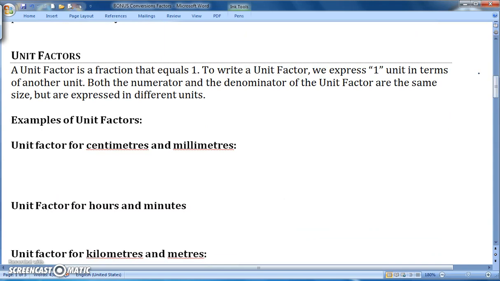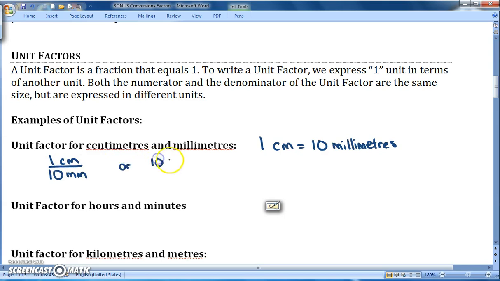Our conversion process requires using unit factors. A unit factor is simply a fraction that equals 1. The key aspect of it, though, is that we have different units represented in the numerator and denominator of this fraction. To illustrate this, let's look at some examples. We may know that 1 centimeter is equal to 10 millimeters. Using this information, we can set up two different unit factors. We can write the unit factor 1 centimeter over 10 millimeters or 10 millimeters over 1 centimeter.